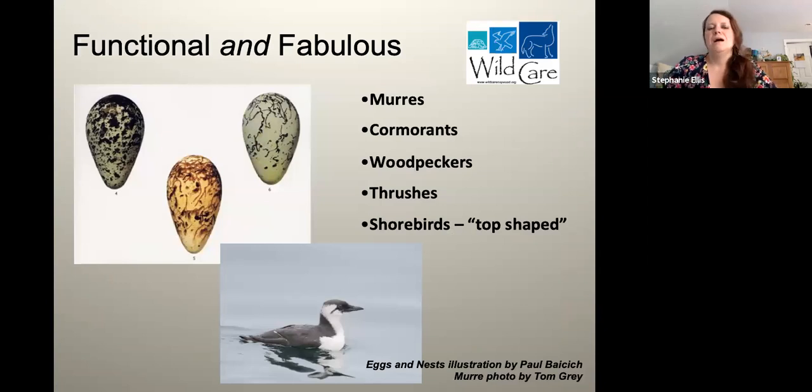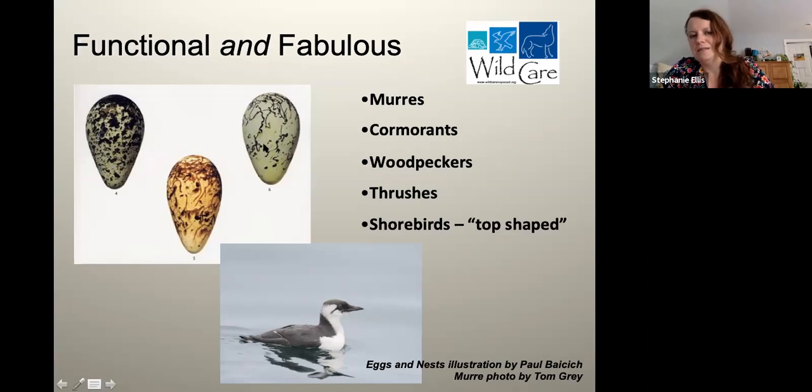Okay. I just had to show you a couple of eggs because eggs are just so beautiful and, in my opinion, works of art. Not only are eggs functional and the most perfect things on the planet, but they're also fabulous in terms of being camouflaged and shaped to benefit the type of nesting behavior of the bird. So birds like this murre, cormorants, woodpeckers, thrushes, shorebirds, they all have different shapes to their eggs depending on where they nest.